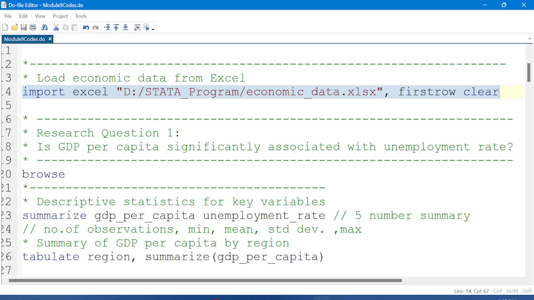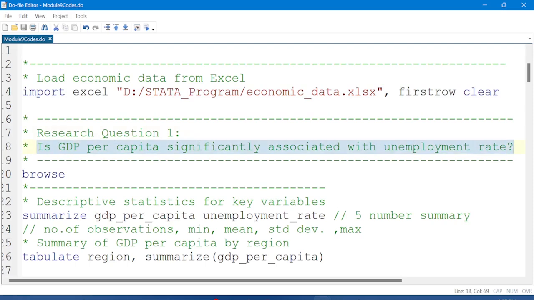And remember, in any survey, we must have at least, maybe you can say, 3 or more research questions. But now in this case, it's just like a sample. Now we will be using a single research question. And in this case, this research question is: is GDP per capita significantly associated with unemployment rate? So before we do anything, let us check and see our data.